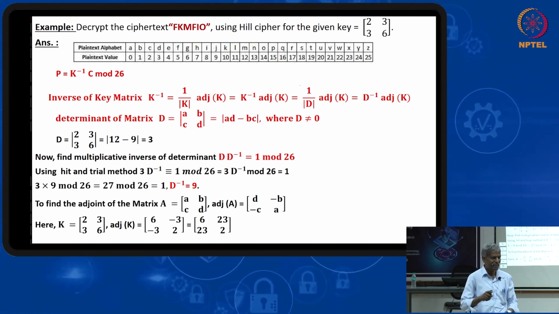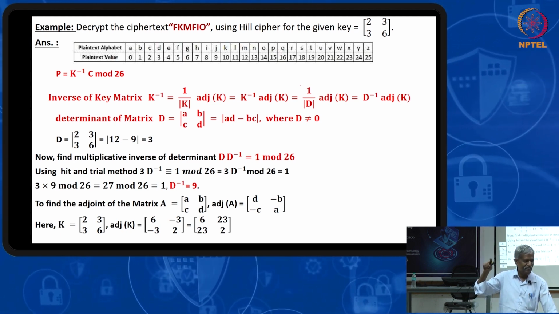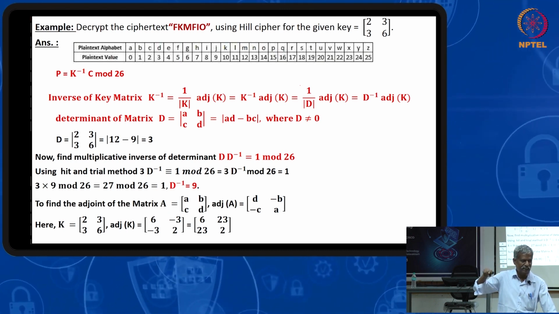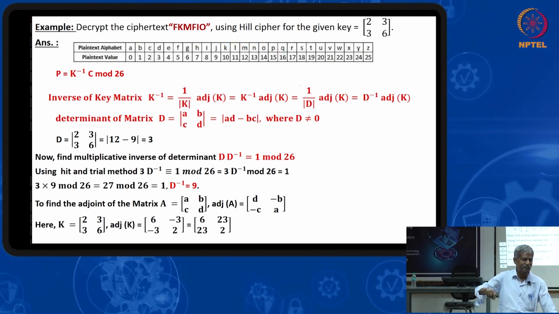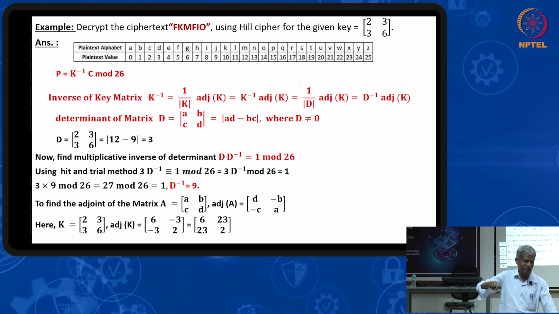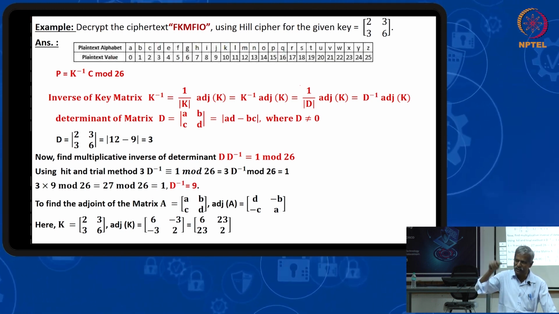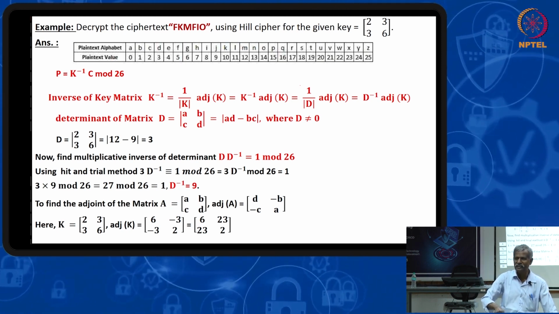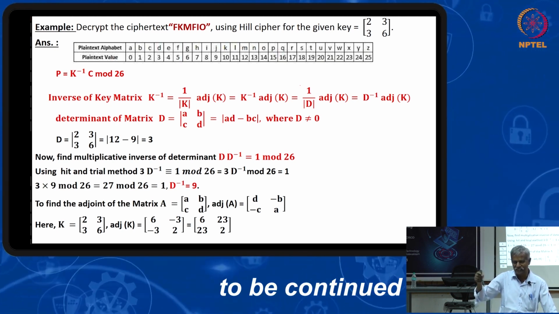If you don't understand, you start with 3 into 1 mod 26. It is less than 26. 3 2s are 6 mod 26. 6 is less than 26. Then 3 3s are 9. 9 is less than 26. 3 4s are 12. 12 is less than 26. 3 5s are, I am trying, 15, that is also less than 26.